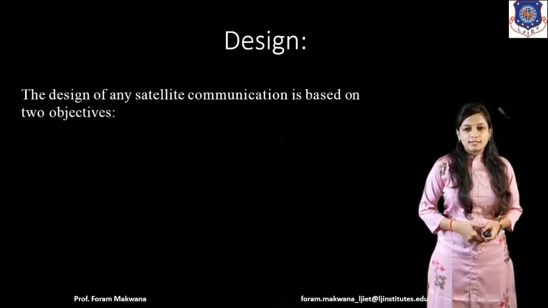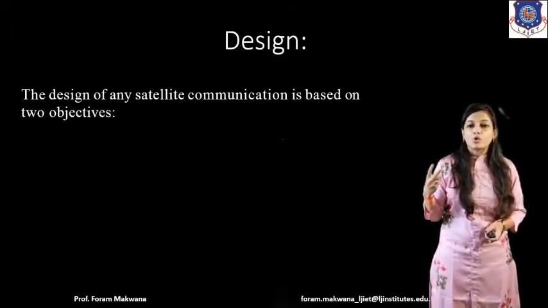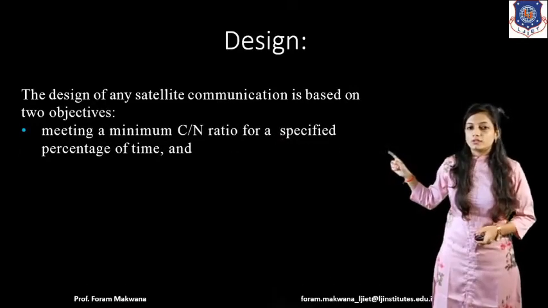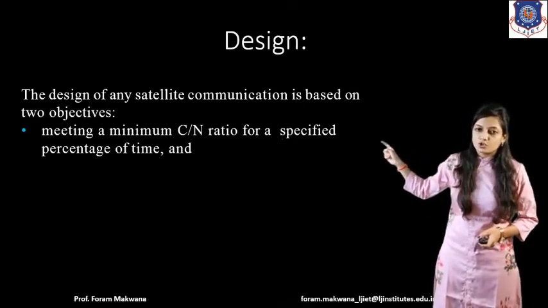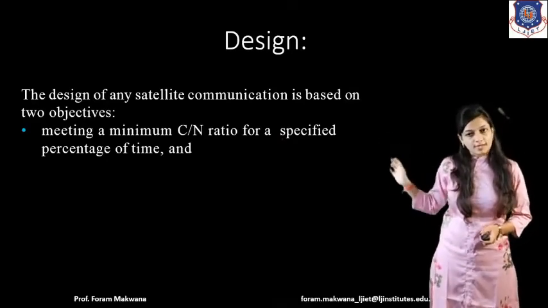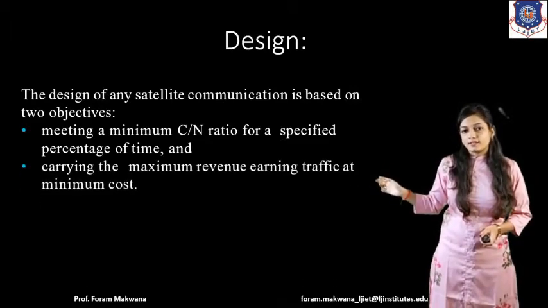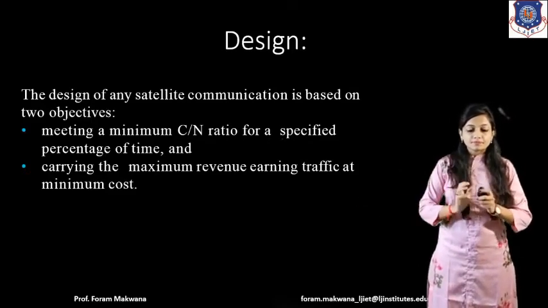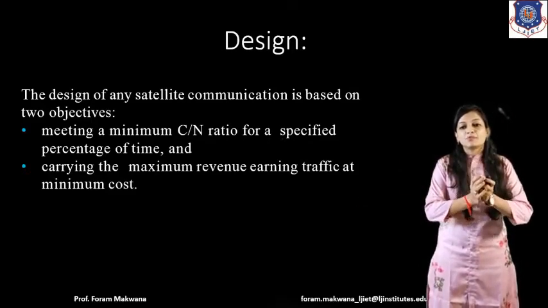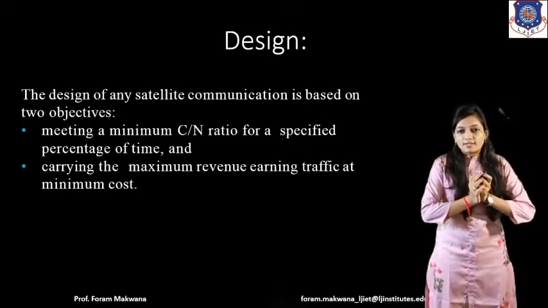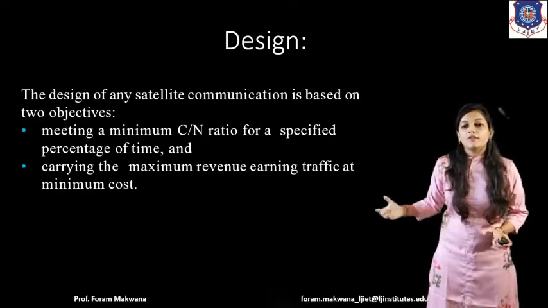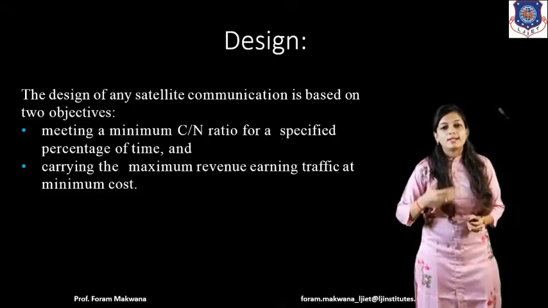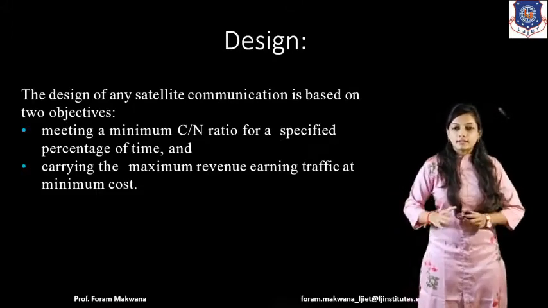Now, when we are going to design a satellite link, what are the two different objectives? The first one is we need to meet a minimum carrier to noise ratio for a specific percentage of time. And the second thing is we need to carry a maximum traffic at the minimum cost. That means we are able to transmit the maximum rate of my signal, maximum data, with minimum cost. So these two are the objectives while designing any satellite link, right?